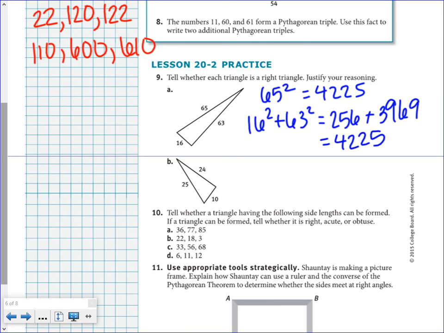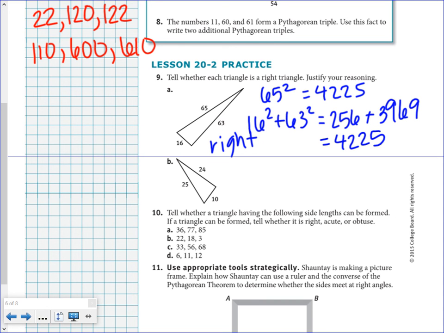And so do you see how they are identical? Since they are the same thing, this is a right triangle. So what that means, 16, 63, and 65 is a Pythagorean triple. The reason I know it's a Pythagorean triple, all three of the numbers work to make a right angle, and they're all three whole numbers. So we have to have a Pythagorean triple here.